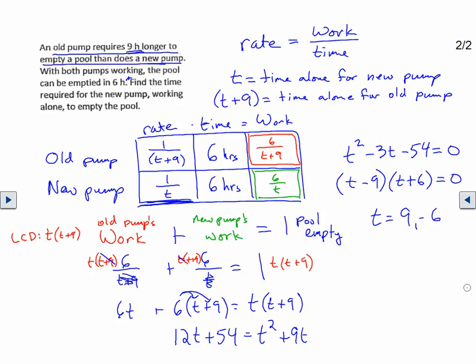Negative 6 is not a valid answer, because we're looking for the positive value of time. So the new pump working by itself, because this is what we set up our variable T to be equal to, is 9 hours. It takes the new pump 9 hours to complete the job. It takes the old pump 18 hours by itself to complete the job. Together they complete the job in 6 hours. Okay? Please make sure you include your units in the answer, and there we go.